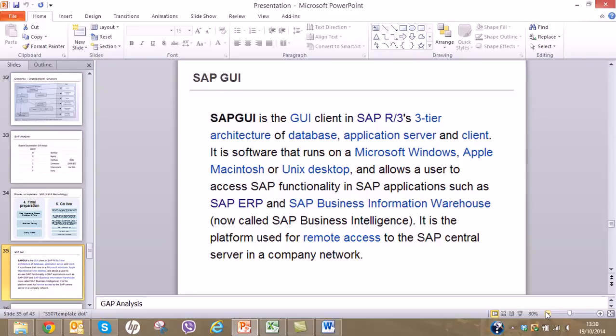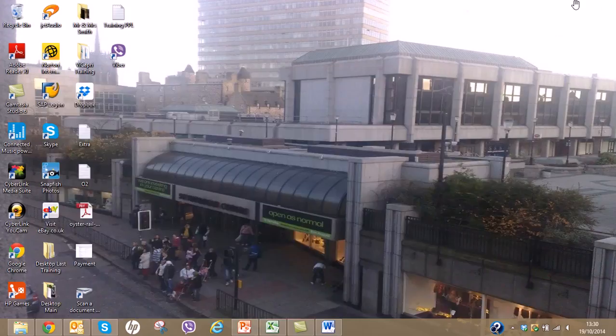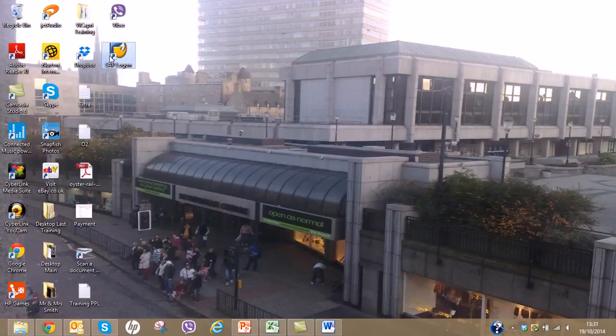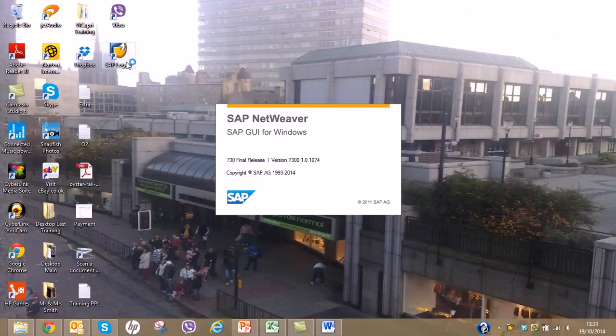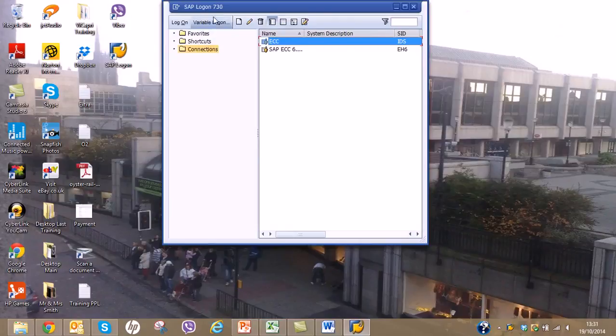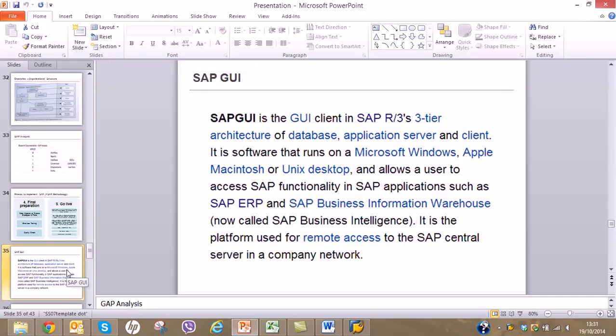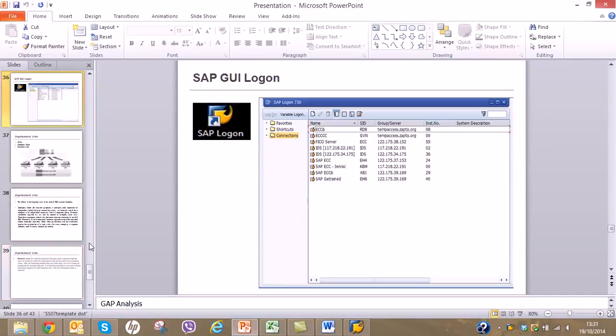So right now, as you can see, the icon on my computer is for SAP Logon. This is SAP GUI, and the version which I am using is 7.730. So this is SAP Logon, and you can make the connection.